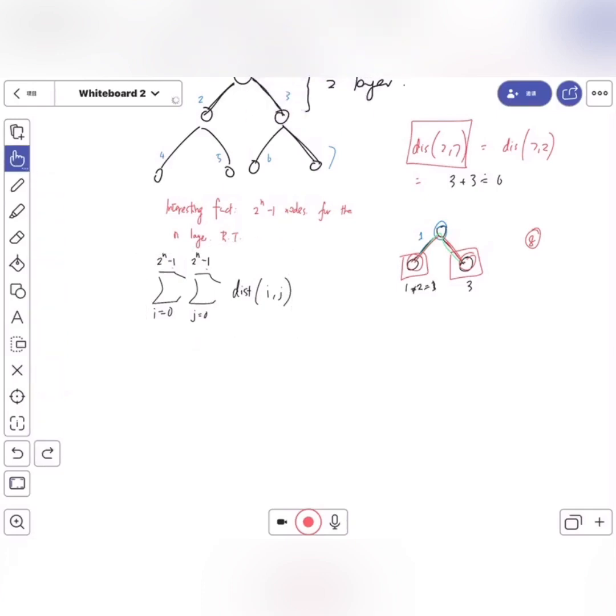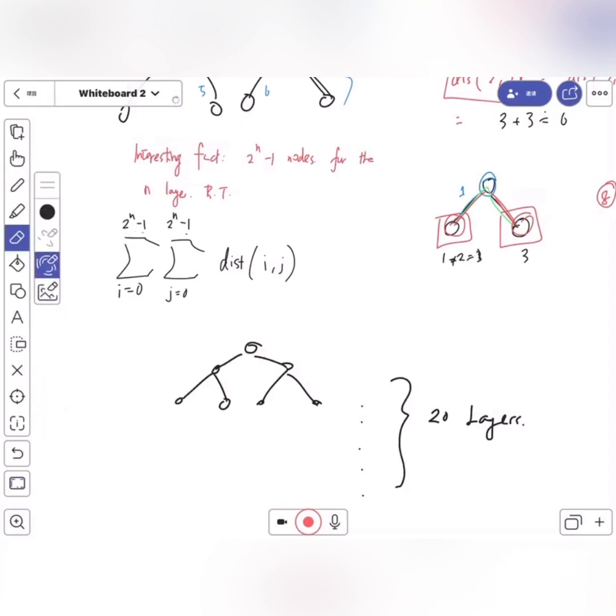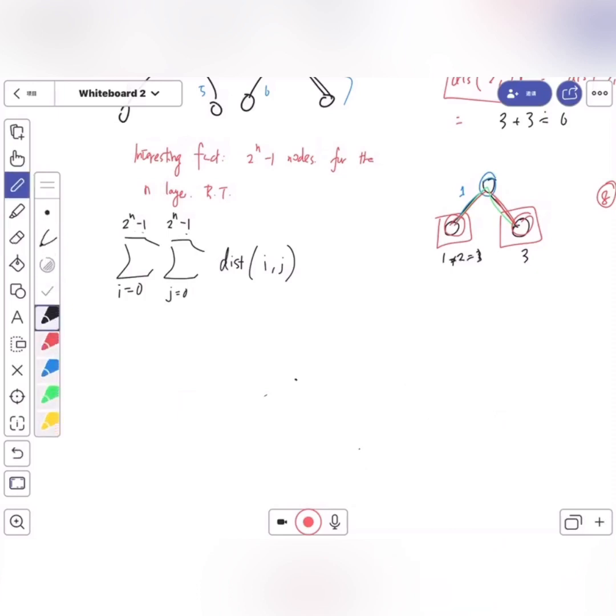But what if our binary tree is something like this? What if we have something like 20 layers? Then how are we going to possibly solve it? Well, we know that 20 layers must be a really giant number. So let's try to see what about a 3-layer binary tree?